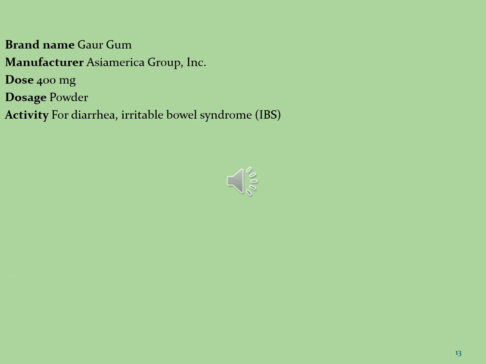Another product is guar gum. It is manufactured by Asia America Group Industries. We take its dose 400 mg per day. It is formulated in the form of powder, sachet dosage form, and it is used in the conditions of diarrhea and irritable bowel syndrome.